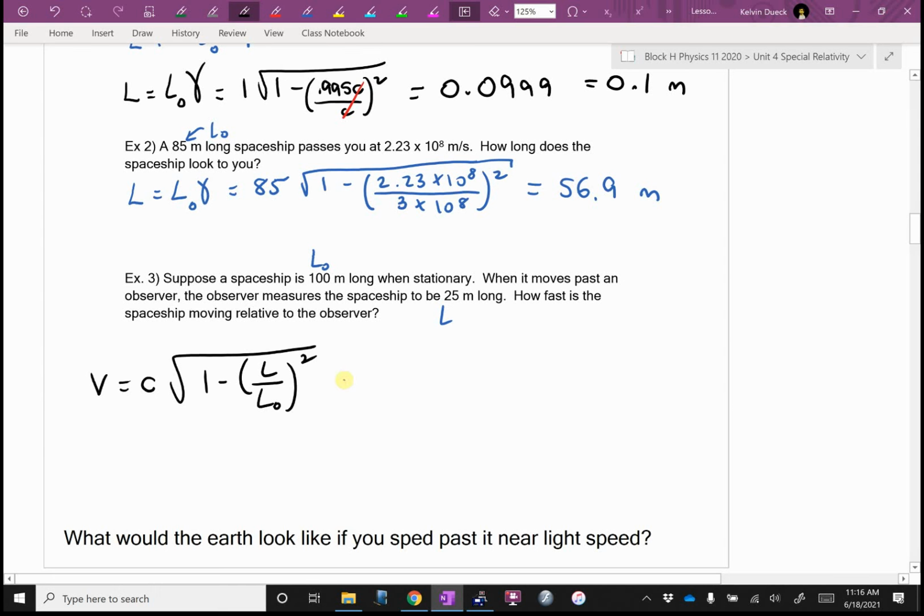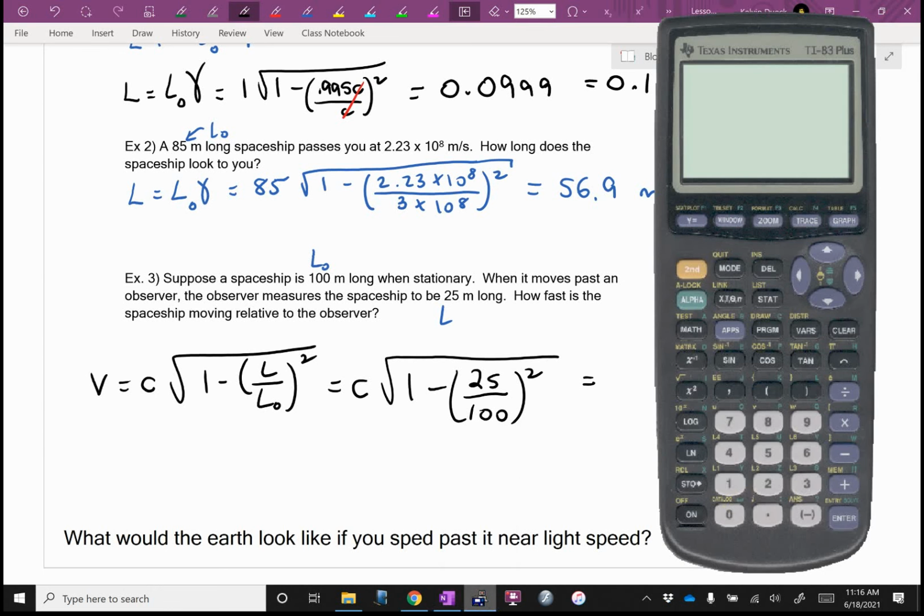Okay. I'm going to leave the C as a C because that will give this to me as a percentage of the speed of light, and I like it that way. It's going to be the square root of 1 minus 25 over 100, all squared. What do you get as a decimal of the speed of light? And I really encourage you, try typing these in on your own because this is fairly complicated calculator work. And you need to figure out how your calculator works and what shortcuts you can take.